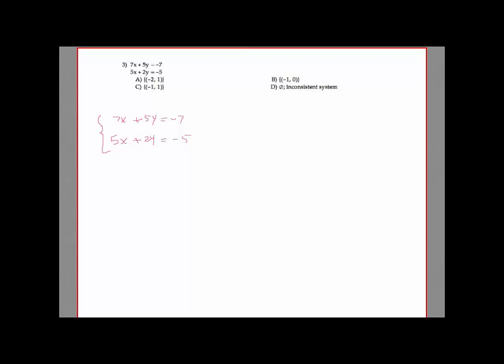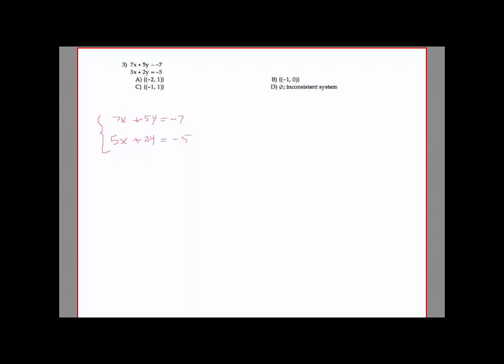Multiply the top row by, let's make the coefficient of y opposite of each other. Let's do that. If I want to do that, what do we get? How do I make the coefficient of y opposite of each other? -1. Okay, let's take a look at what we have here. The coefficient of y.